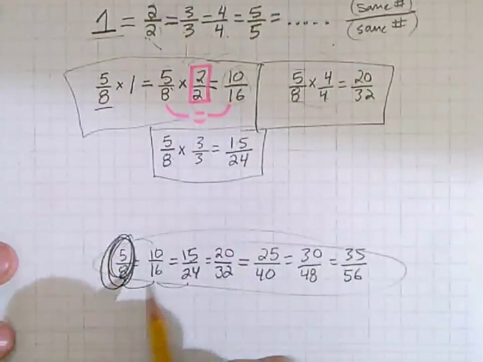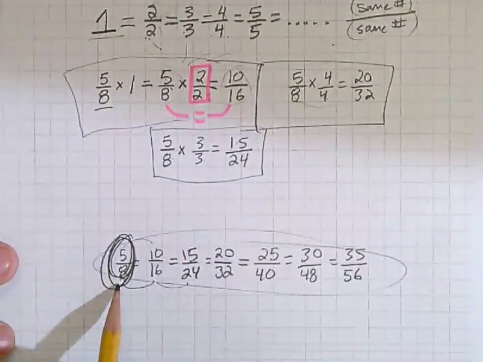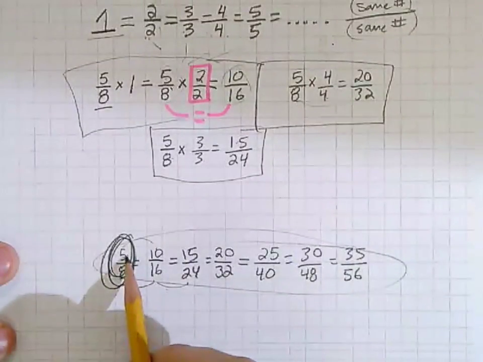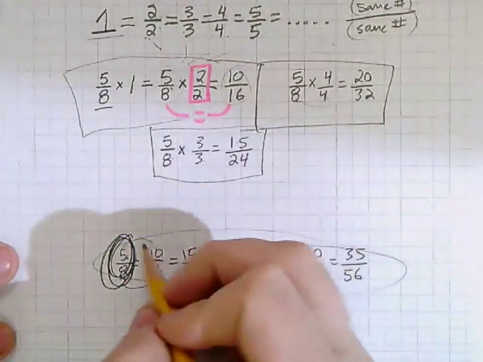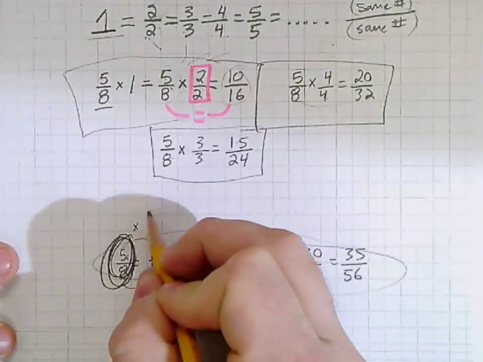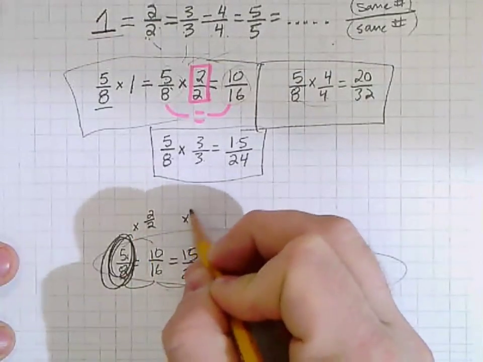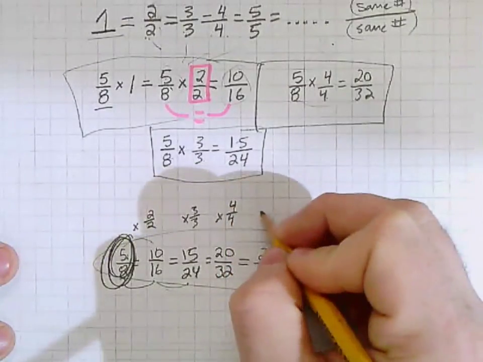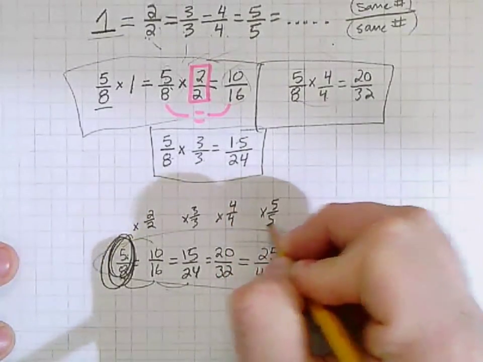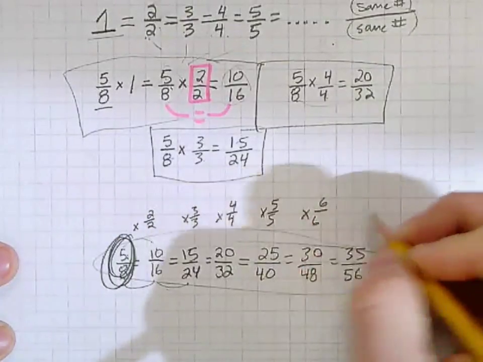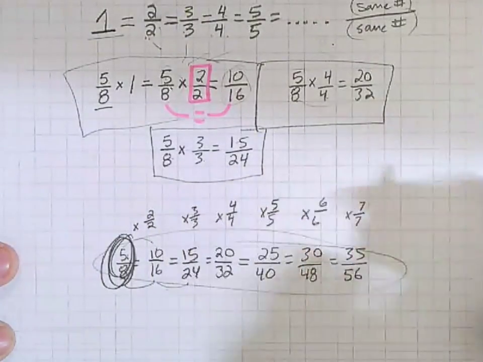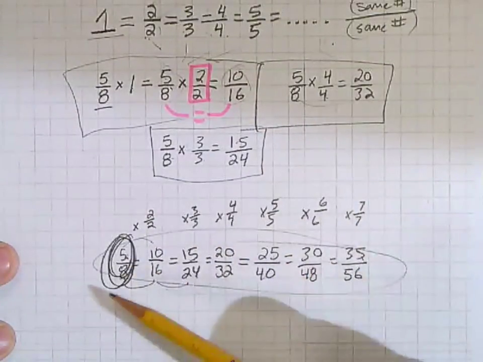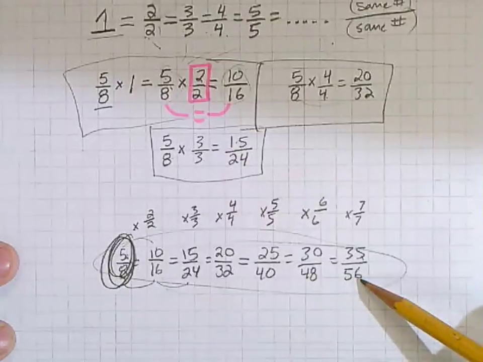And we can find them using multiplication, or if you prefer making a huge list, you can use addition as well, as long as you add the top to itself and the bottom to itself. The reason it works is because this is the same as multiplying by 2/2. This one's the same as multiplying by 3/3. This is like finding the 4th multiple of both. This one's like finding the 5th multiple of both, the 6th multiple of both, and the 7th multiple of both. And what I mean by the 7th multiple, 5 times 7 is 35. 8 times 7 is 56.